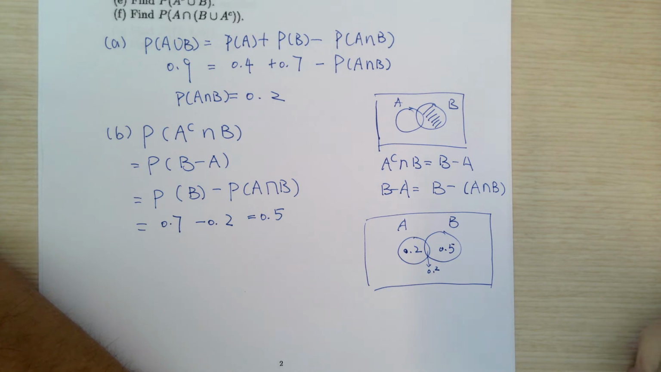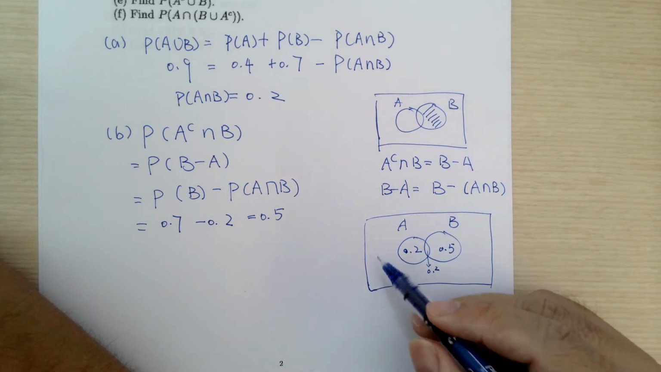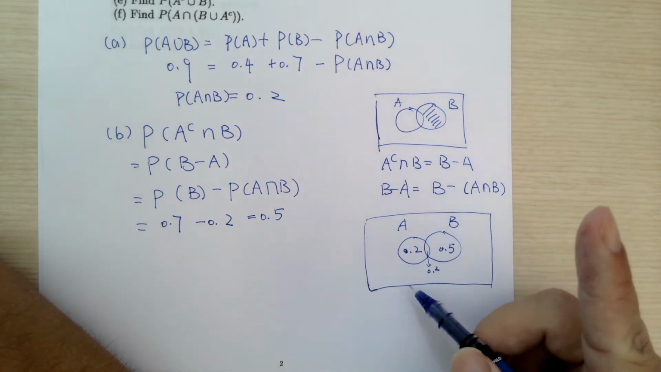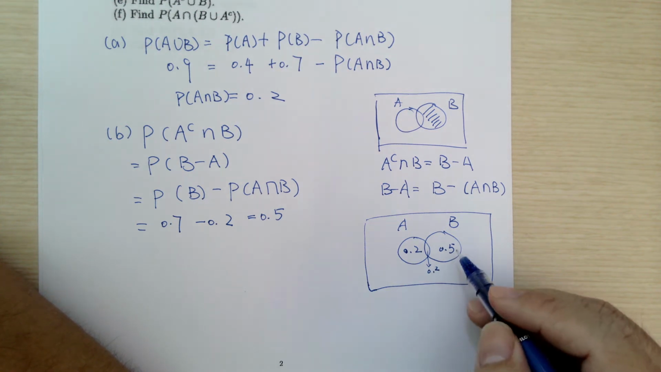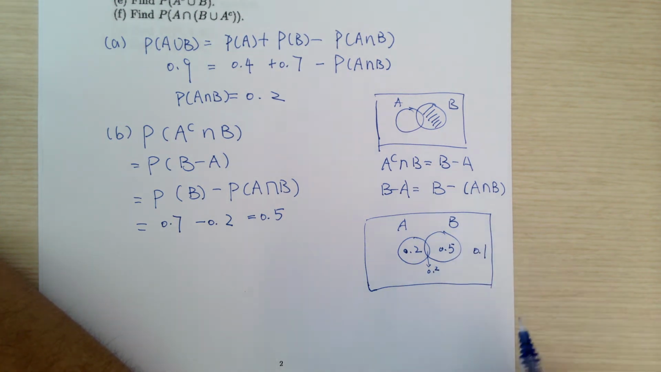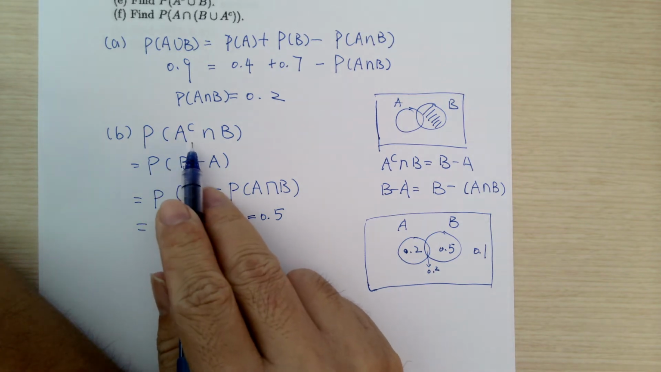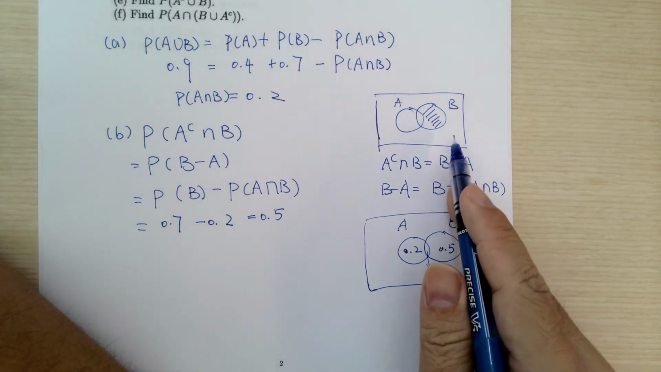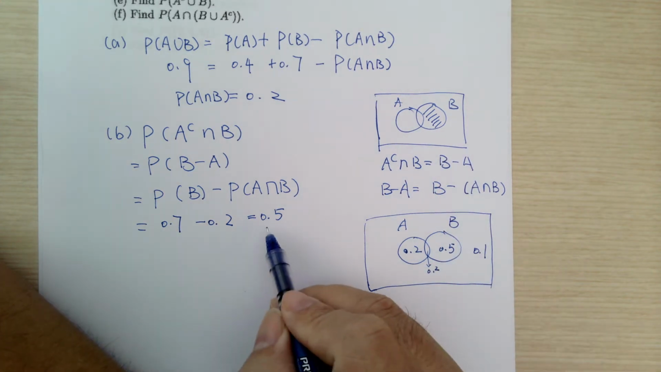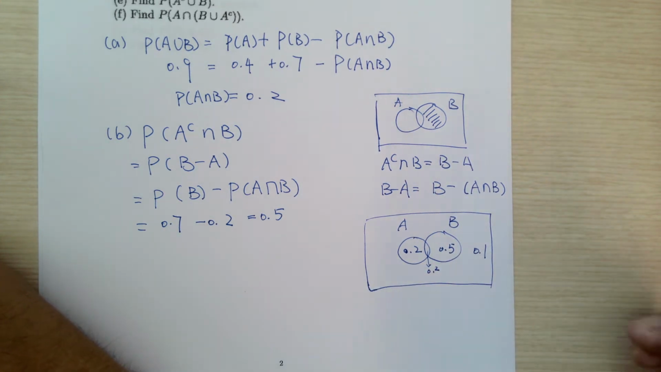And then for the other part, since the universal set, the total probability should be 1. So we got 0.2 plus 0.2 plus 0.5, that's 0.9. So outside of this part is 0.1. So P(A complement intersect B), which is exactly this part as we display here, you can also read that it's 0.5. So it's just simple. Okay.